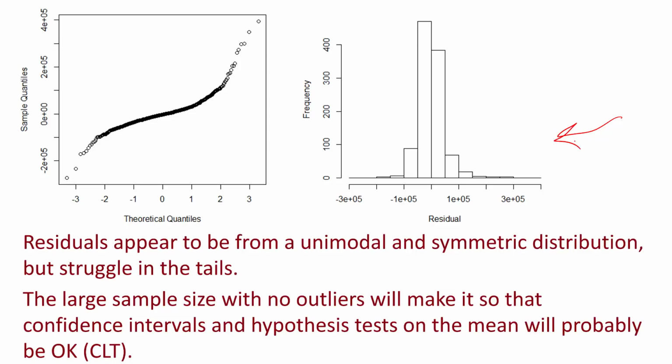So we can see that these residuals do appear to be from a unimodal and symmetric distribution, but they just struggle a little bit in the tails. Remember, there are like 1,000 observations here and just a couple trailing off in those tails. So the large sample size with no outliers will make it so that confidence intervals and hypothesis tests on the mean will probably be okay.